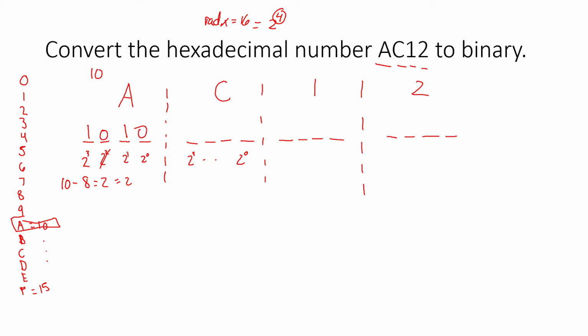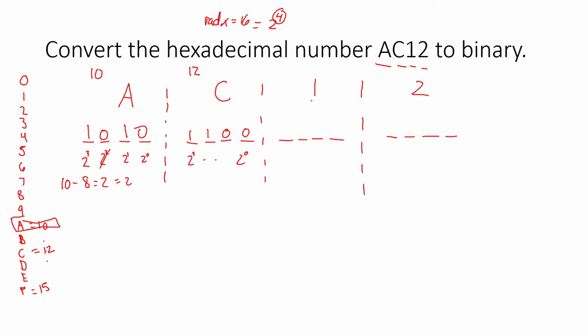So 8 plus 2 equals 10. Now for C. C corresponds to 12. So this value is 12. What we want to do here is find the powers of 2 that equal 12. The first ones would be 8 and 4. So 8 plus 4 equals 12. We don't need any other numbers.